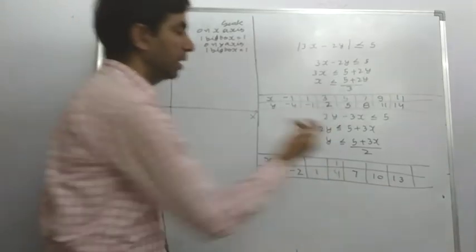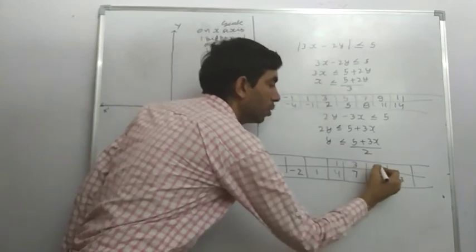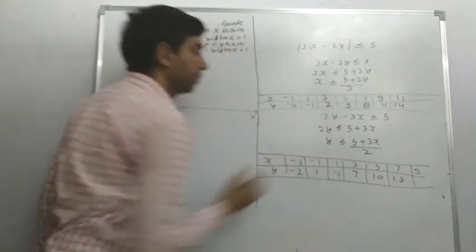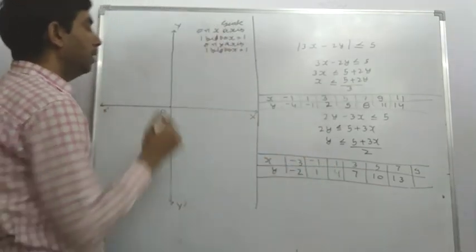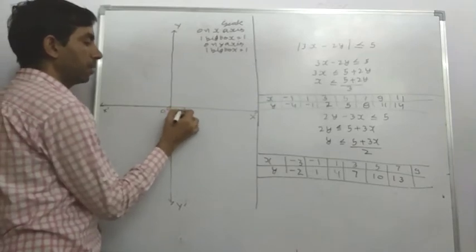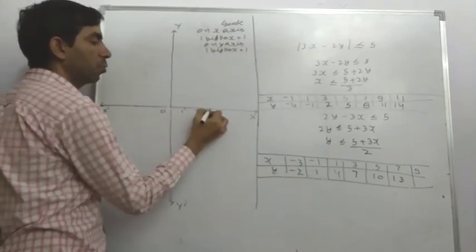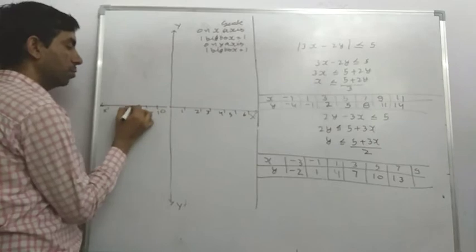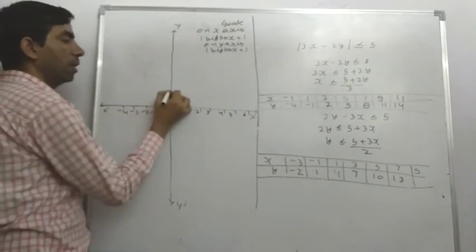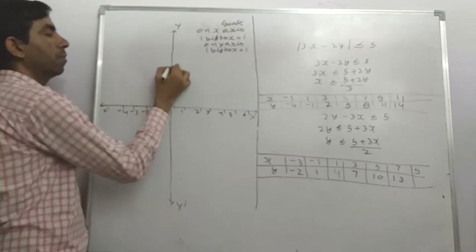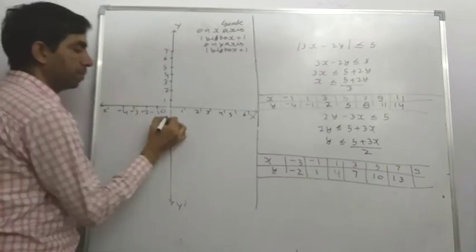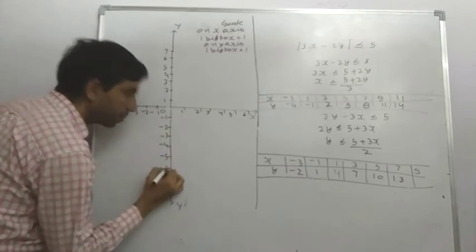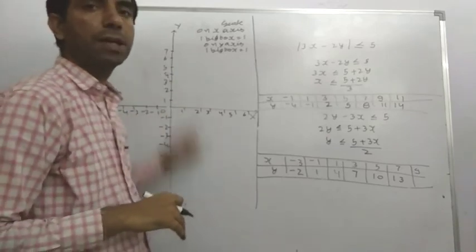Here the multiple of y is 2, one side added: 1, 3, 5, 7, 9. Here minus 1 and minus 3. And we mark this in the graph. 1, 2, 3, 4, 5 and 6. Here minus 1, minus 2, minus 3, minus 4. We have marked this type of point in the graph.